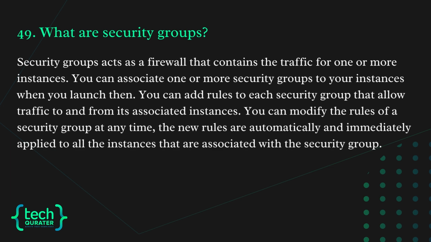What are security groups? Security groups act as a firewall that controls the traffic for one or more instances. You can associate one or more security groups to your instances when you launch them. You can add rules to each security group that allow traffic to and from its associated instances. You can modify the rules of a security group at any time. The new rules are automatically and immediately applied to all the instances that are associated with the security group.